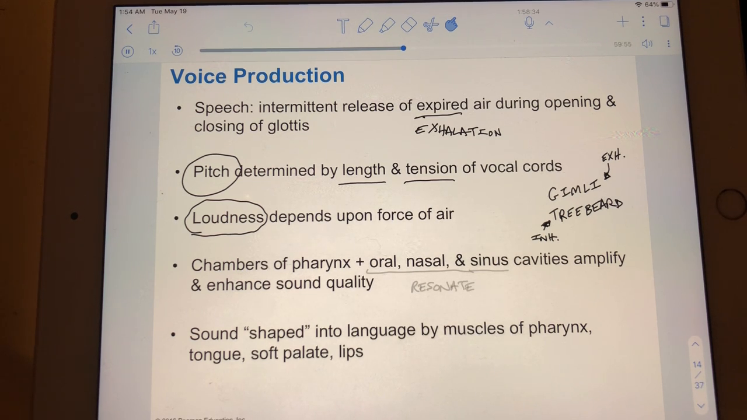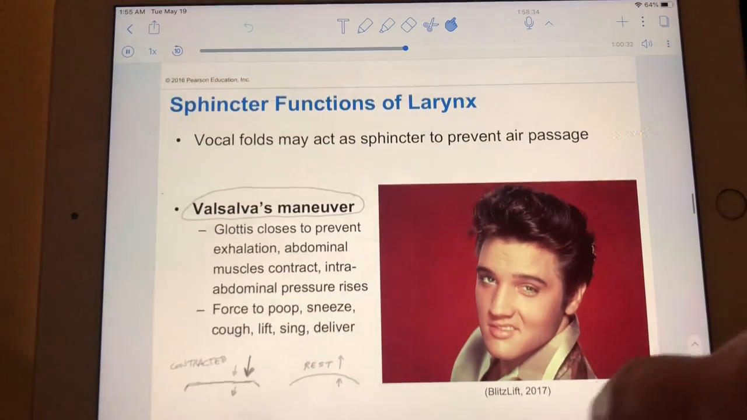Just some fun lore that might make it a little more clear as to how we're producing sound. Again, our paranasal sinuses, our oral cavity, our nasal cavity, they're all helping to amplify, resonate, right? Contribute to sound quality. Okay. We also can influence sound by shaping our tongue, our soft palate, our lips, our pharynx. Okay. Now on the next slide, slide 16, usually students go, what?